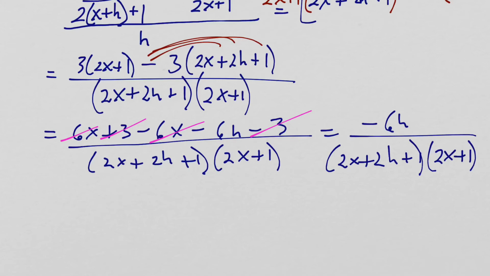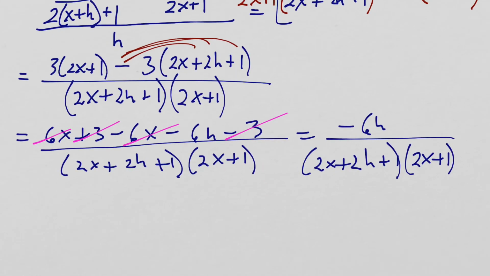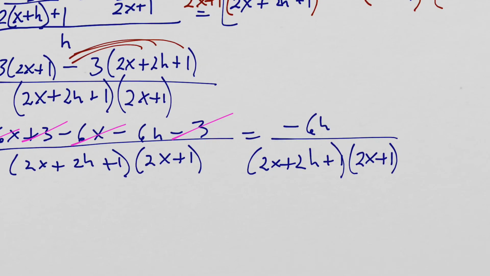Now at this point, let's go ahead and divide by h. When we divide by h, we're really flipping and multiplying. So instead of writing divide by h, we can say times 1 over h. We're going to cross that out, so the h is gone in the top. What we're left with is minus 6. Let's go ahead and distribute that out.